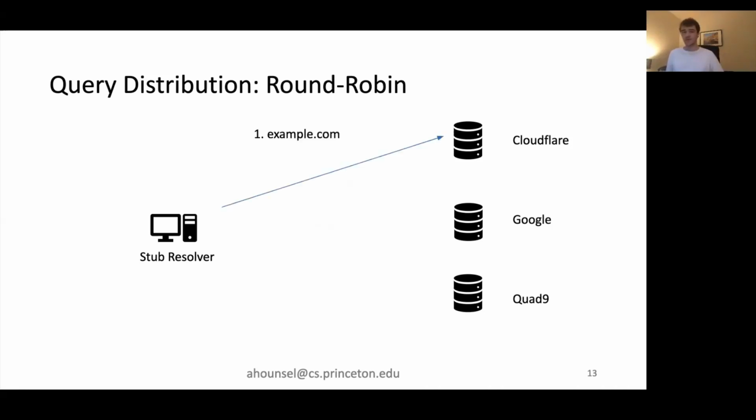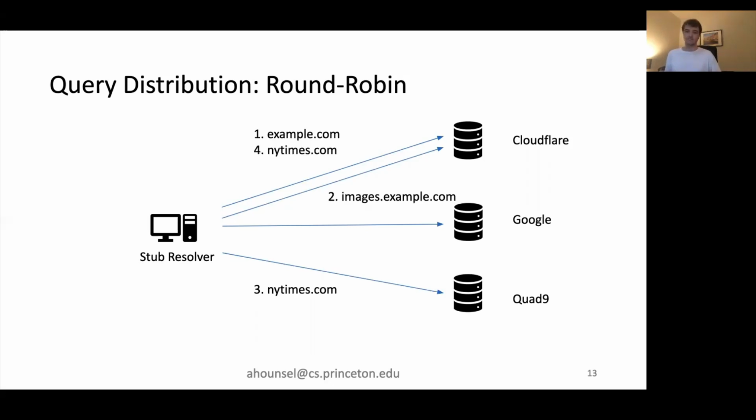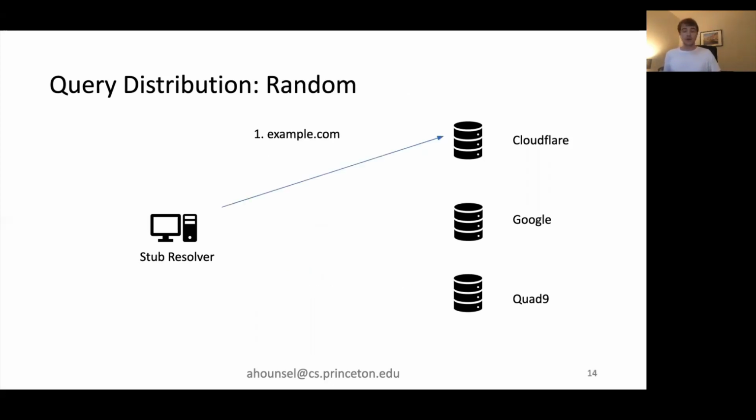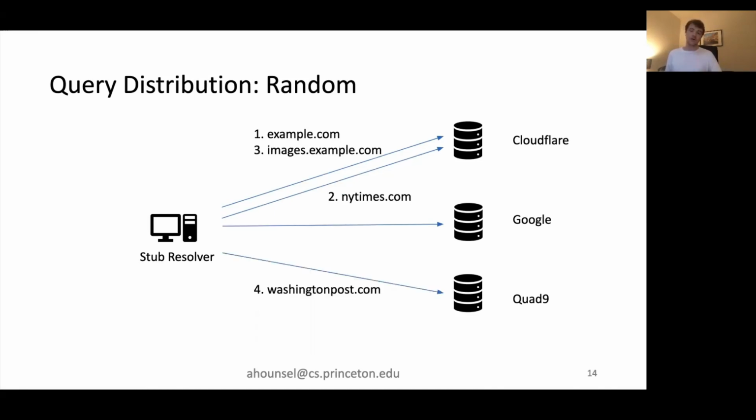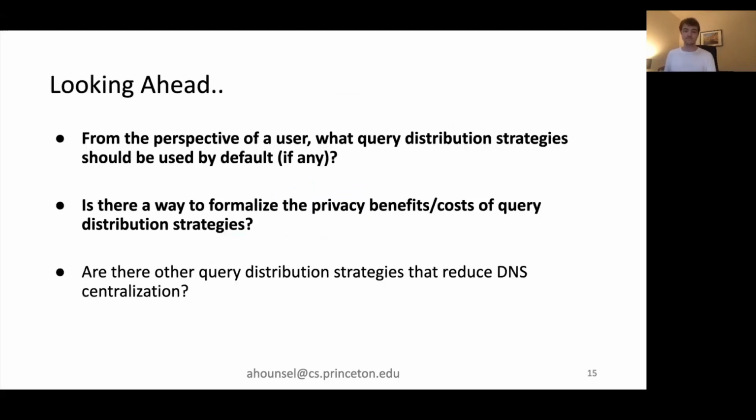Round robin is also fairly straightforward, you might imagine, just sequentially distributing queries across resolvers. So the first query goes to the first resolver, the second query goes to the second resolver, the third to the third, and so on and so forth. And then the random strategy, again, is fairly intuitive. Each query is randomly distributed to a different resolver. So the same query for the same domain name could go to two different resolvers, which may not be seen as beneficial in terms of privacy, but this is just a very simple strategy for demonstration purposes.